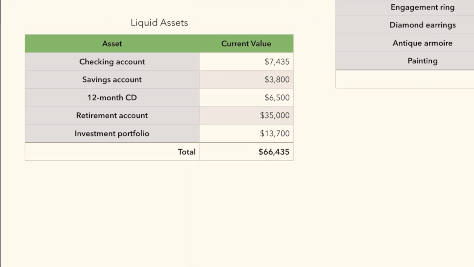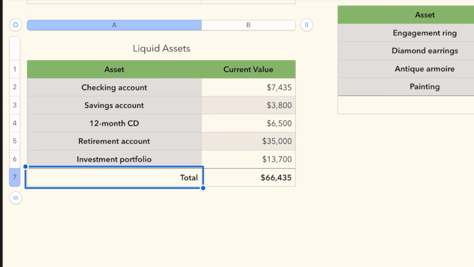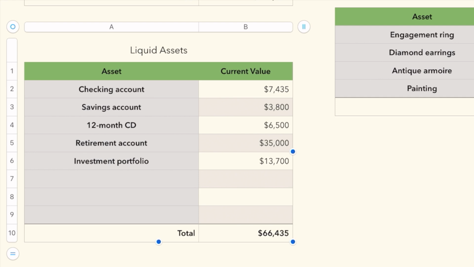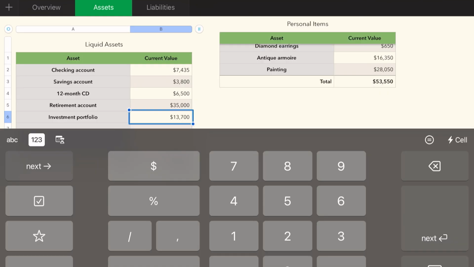So if you go to liquid assets, and again, you tap on that table, you can add rows just by sliding down with those equals, okay? So here we have a checking account, and they have an amount in, a savings account, 12-month CD, retirement account, investment portfolio. So if your investment portfolio, let's just say, for example, this says $13,007. Let's make this $45,000.